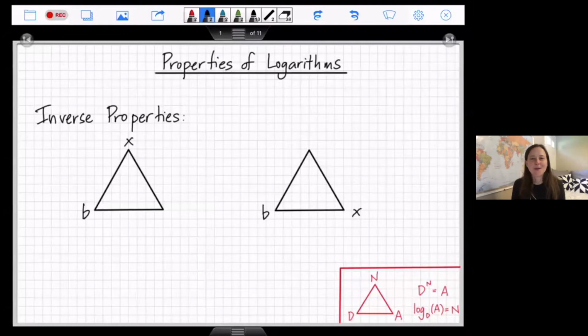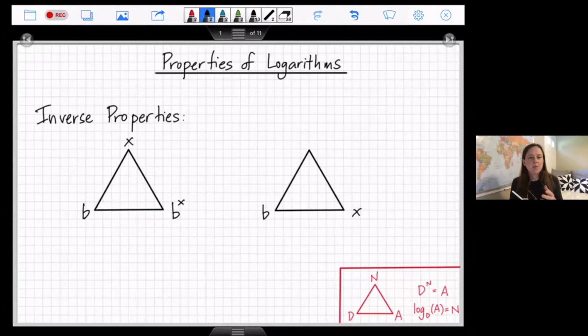Next up, properties of logarithms. So I've got our two triangles of power here with a b base and then an x in different spots to teach you about what we call the inverse properties of logarithms. So the first triangle has b in the base and x up in the exponent. So this is going to be b to the x in the bottom right.